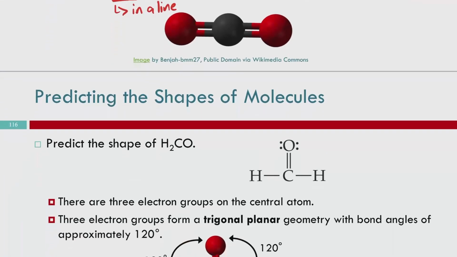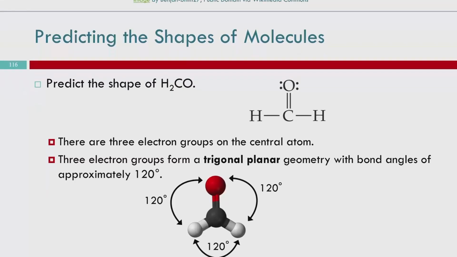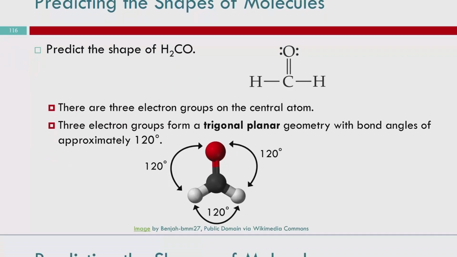Other shapes, we saw H2CO earlier. This was one of our first examples. It was our second example. On the carbon, we have 3 groups. We've got 3 electron groups. We've got 2 single bonds, and we've also got a double bond. So those are 3 different groups. And the 3 electron groups form what is called trigonal planar geometry. The bond angles are about 120 degrees.